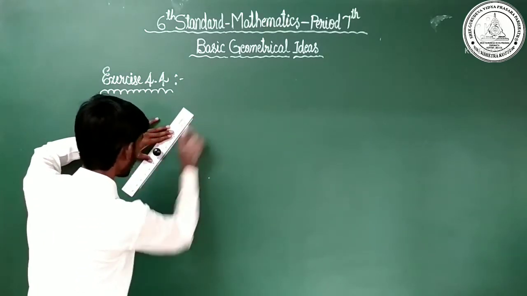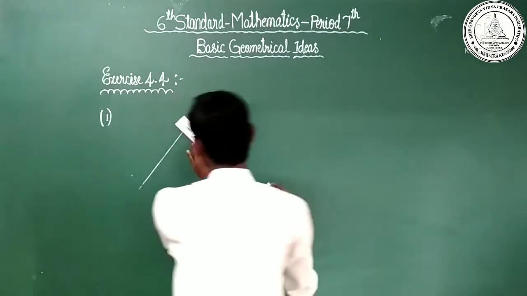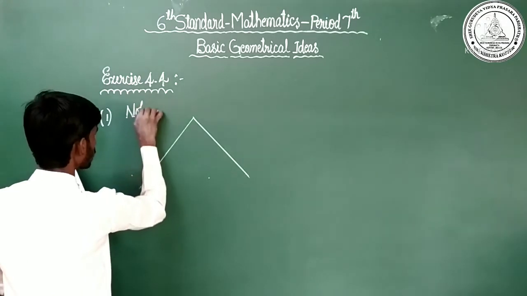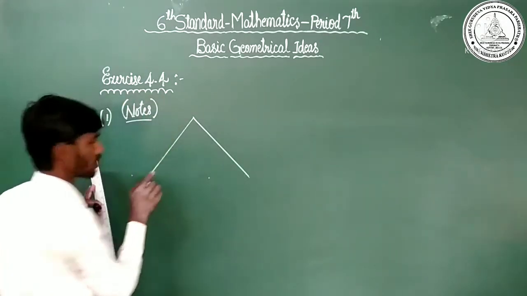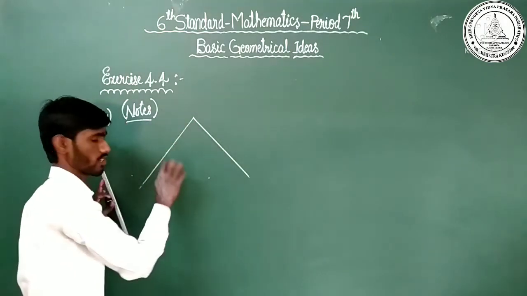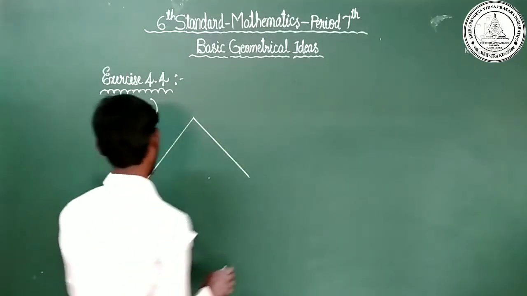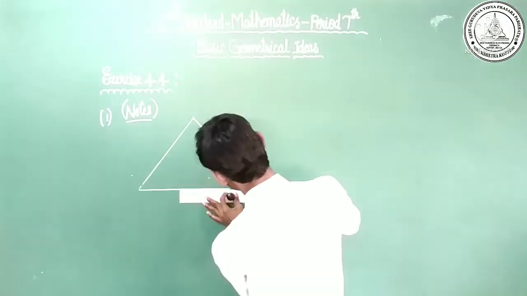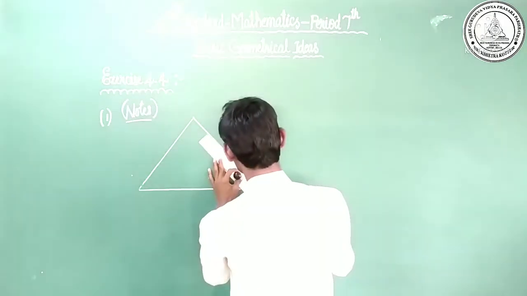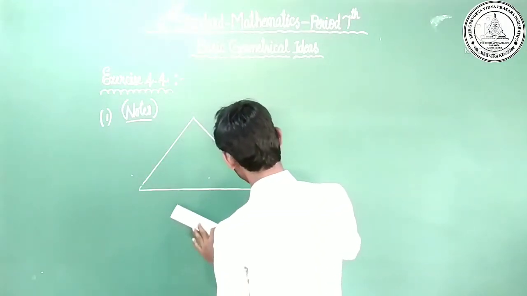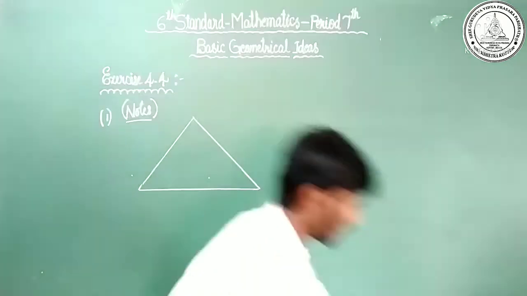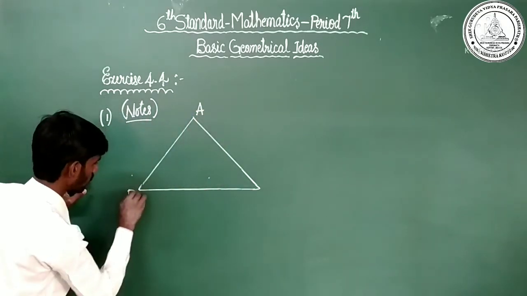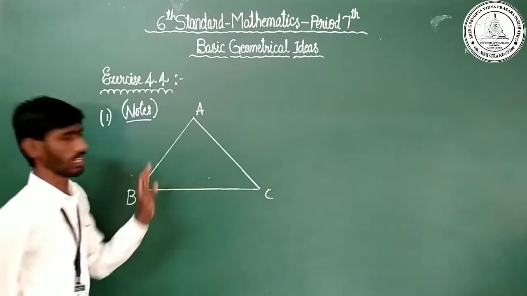Any type of triangle, there are different types of triangles. You may choose any one. Dear children, this question belongs to notes. First question, below the question, the picture and solution. Yes, mark the names, please. A, B, C. Triangle ABC.